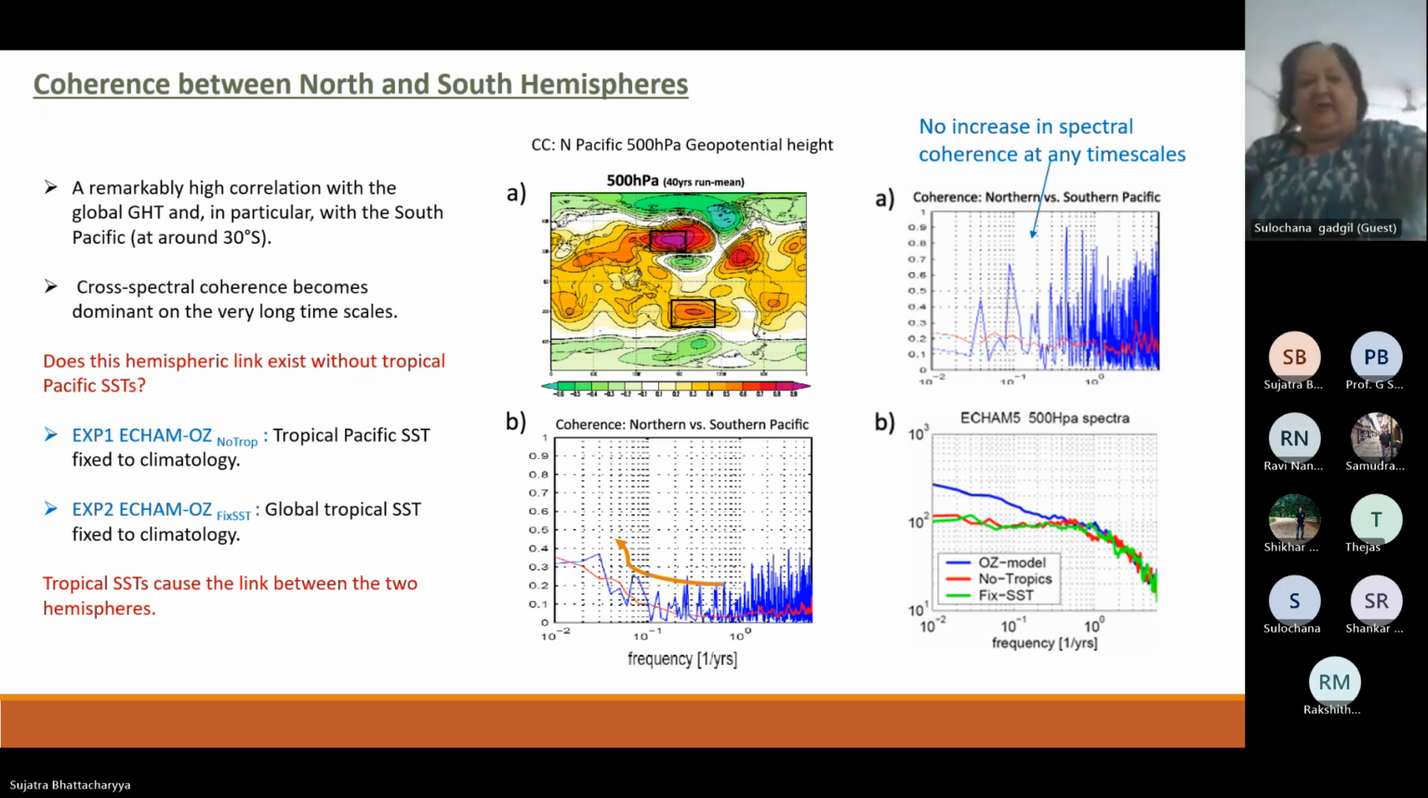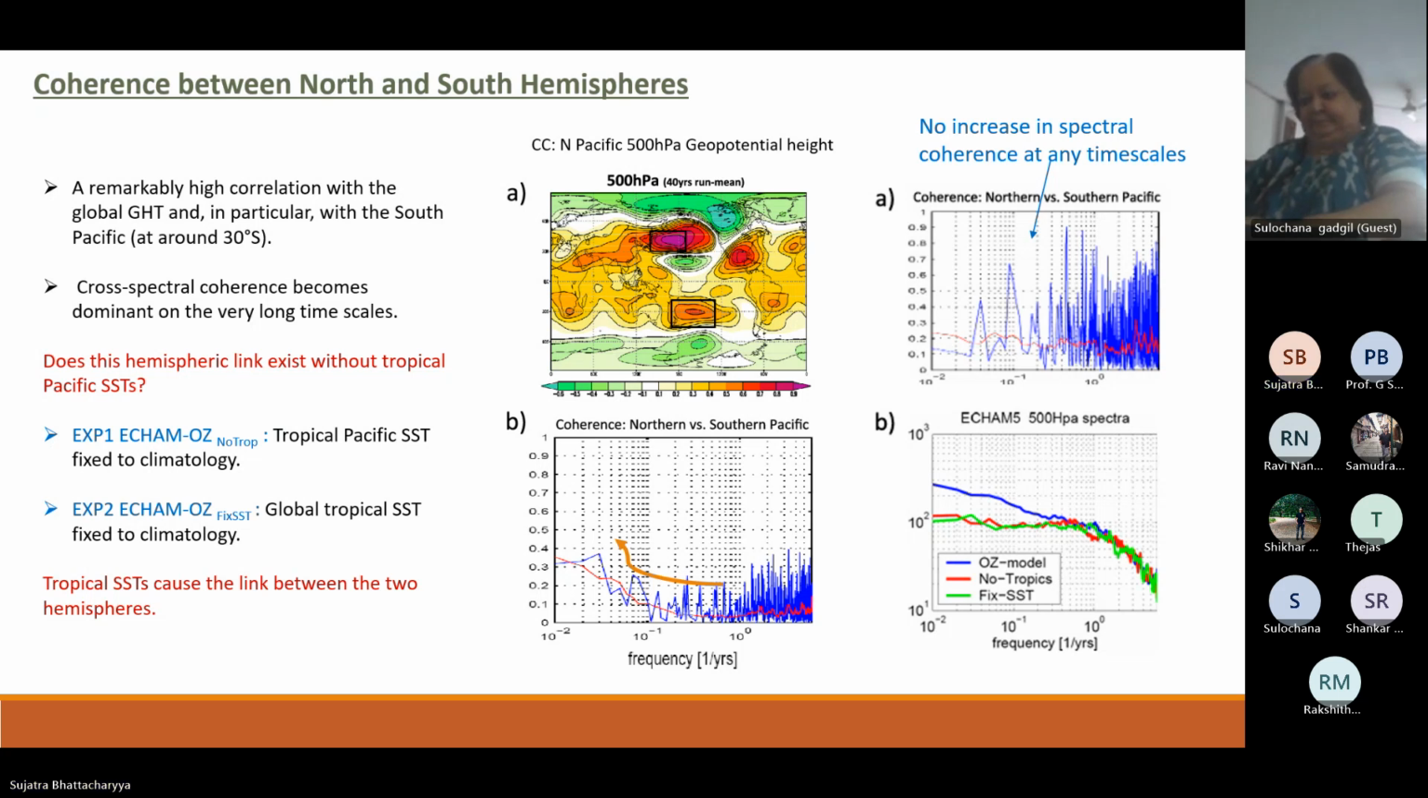Now what they see is that when they have fixed the tropical Pacific SST to climatology, we do not see any increase in the coherence between the two time series for the Northern Hemisphere and Southern Hemisphere as we go towards the longer time scale. Right? Here we can see that there is an increase, here there is no increase. It is more or less constant. So that means that the tropical SST is essential, it acts as a bridge between these two hemispheres.